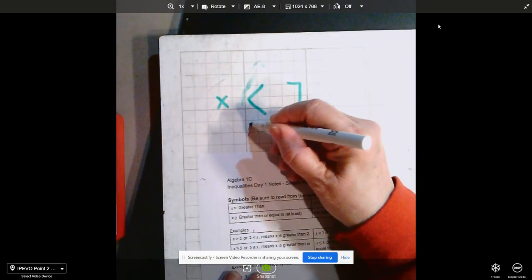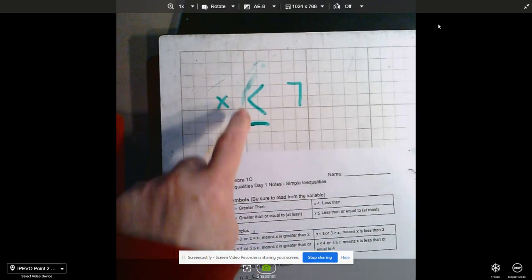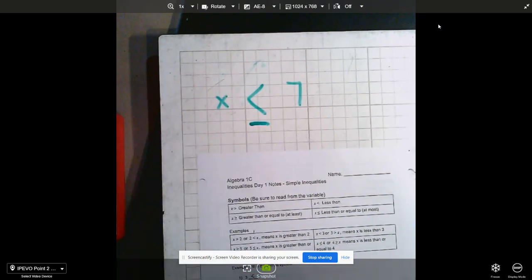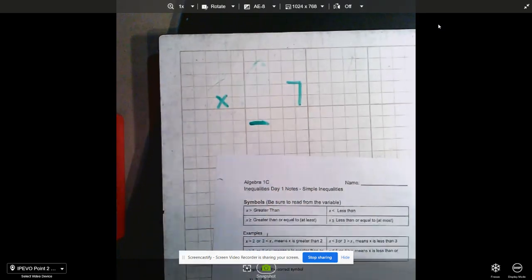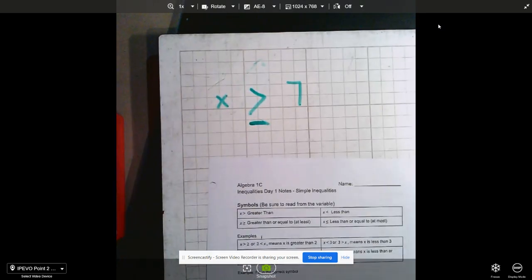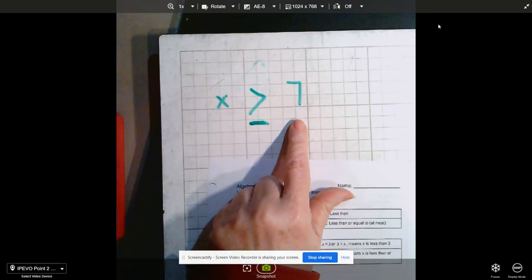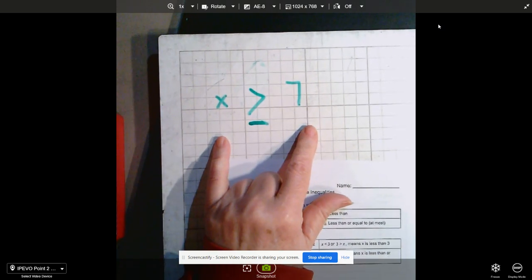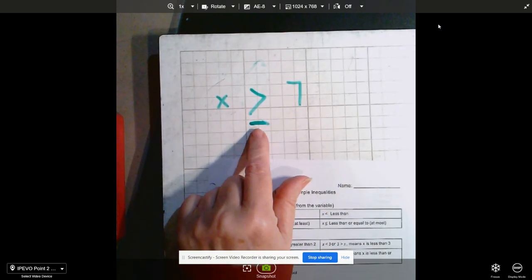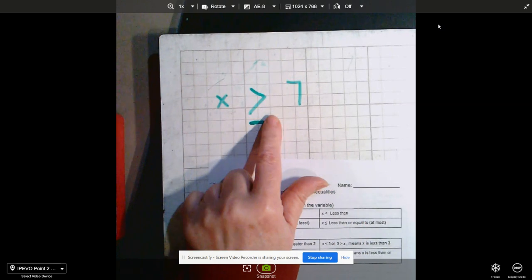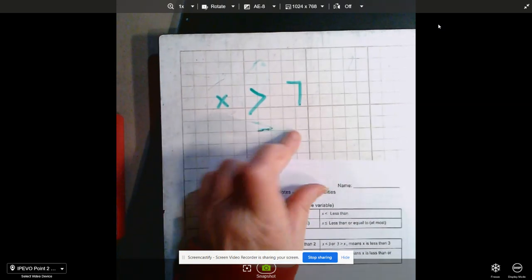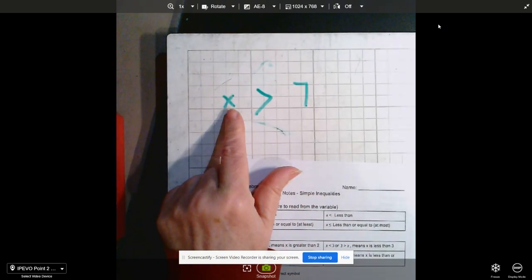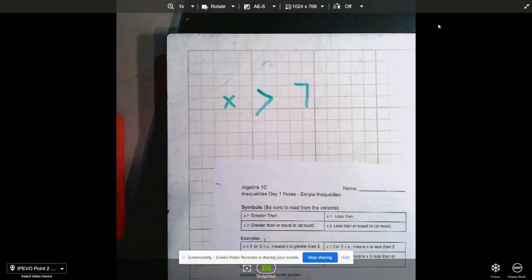If there's a line underneath, then that would be less than or equal to. Or if it goes the other way, this would be greater than or equal to. So for instance, in this case, x could be 7 because x is greater than or equal to 7. But in this case, without that, x could not be 7 because x is greater than 7.